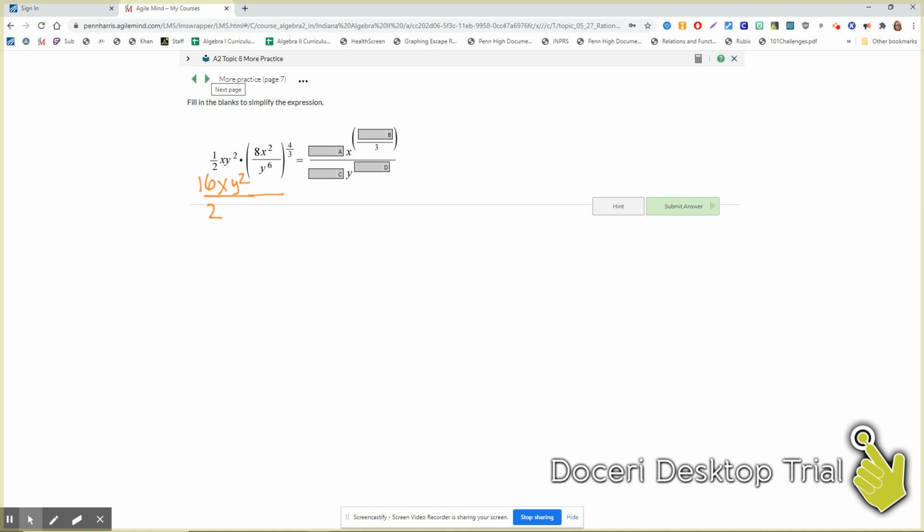Okay, x squared times 4/3, that's 8/3. So I have an x to the 8/3. And then that y, 6 times 4 is 24, divided by 3 gives me y to the 8th. Okay, let's go ahead and clean this up. 16/2, that simplifies to 8/1.